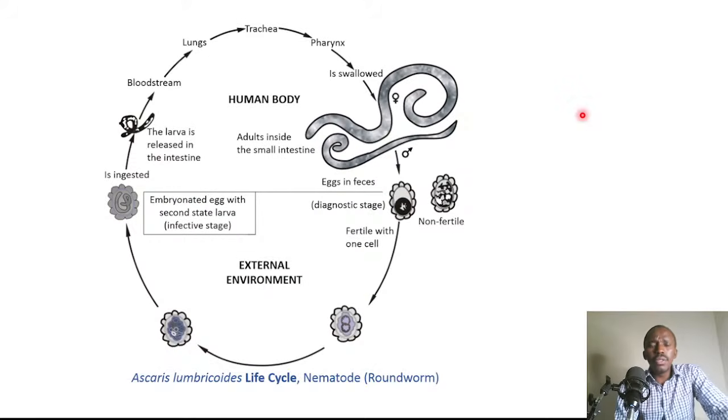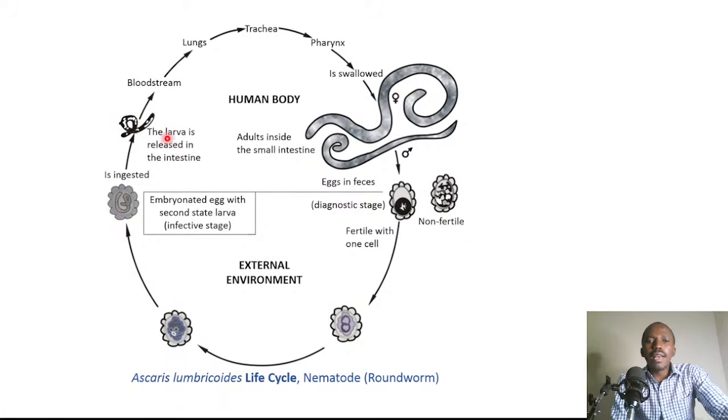Here's our life cycle. First of all, you have your larvae, all right, let me not start with the larvae. Let me start with the eggs that are released in the soil. Some eggs are going to be fertilized, some are not going to be fertilized. The ones that are fertilized are the ones that are going to develop in the environment. Eventually they're going to develop an embryo, and this stage, which has the embryo, is known as the infective stage. So this embryonated egg, with the second stage larvae, is going to be known as your infective stage.